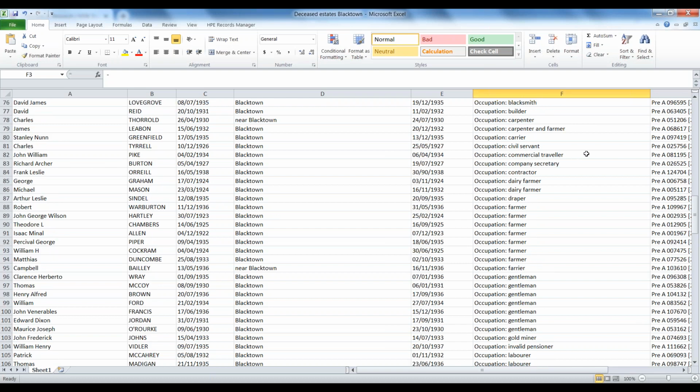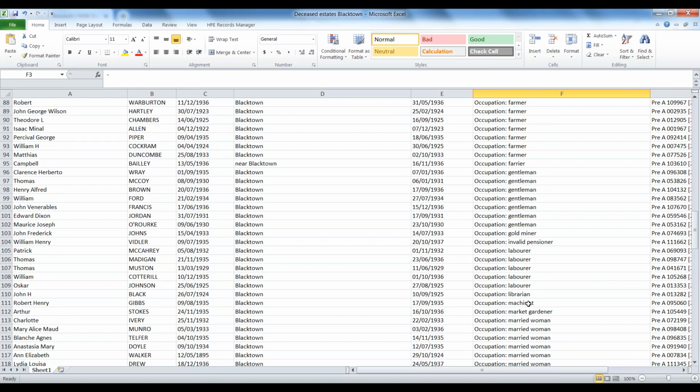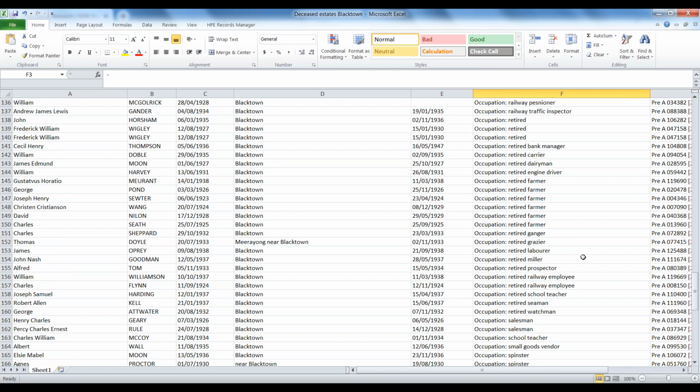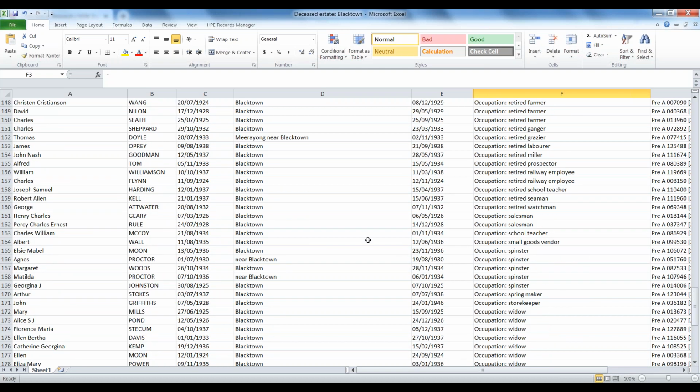There would have been dairy farmers and farmers during that time period, but also the sorts of occupations that, so this is the date of death, gives you an idea of the time frame. Librarians, market gardeners, poultry farmers. A wide range, and also lots of women by this stage.